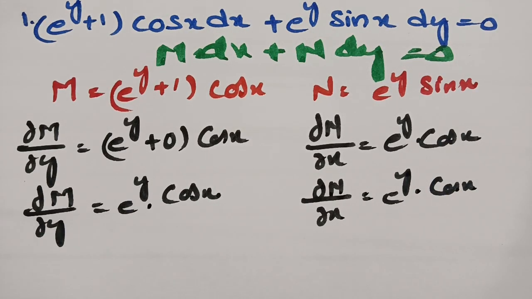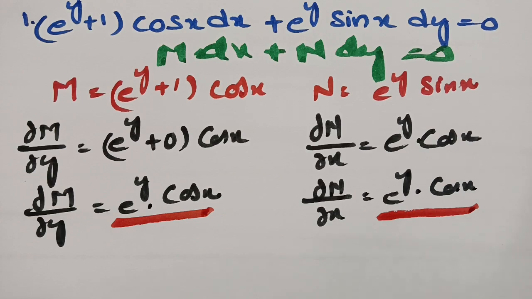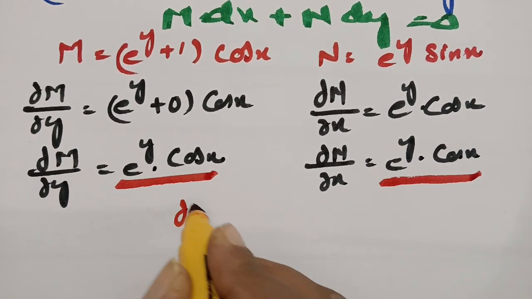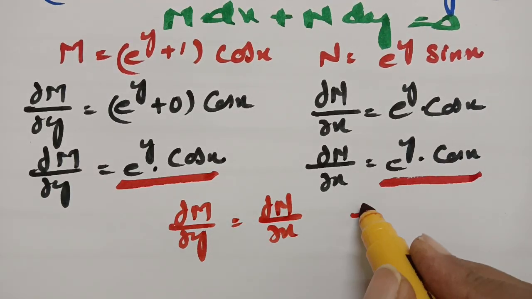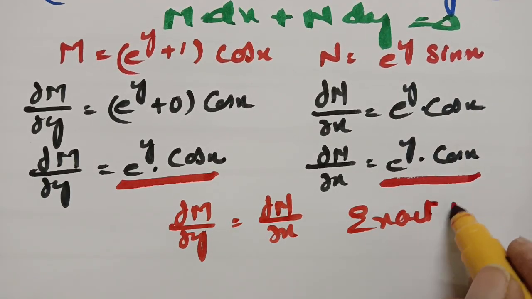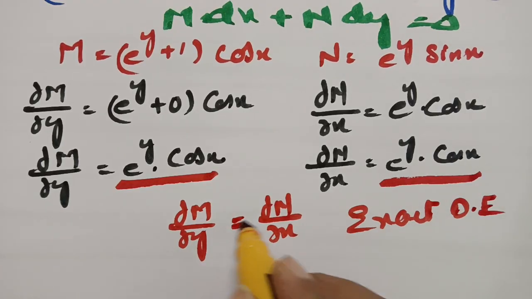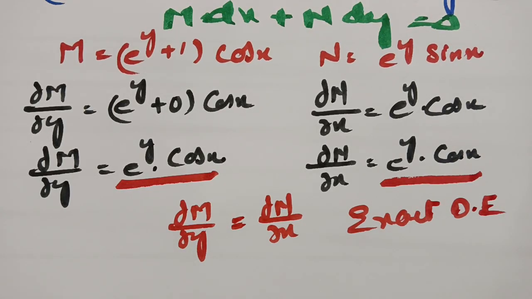Here both the values are the same, and therefore we conclude that ∂M/∂y is equal to ∂N/∂x, and we say that the given differential equation is an exact differential equation. Clear? So now we have to find the solution. How to find the solution?